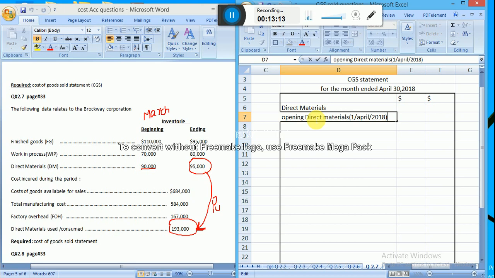So we checked whether we have some remaining material from the previous month, March, or not. So yes, from the month of March, the 90,000 material we have on hand in the store. How much? The 90,000.